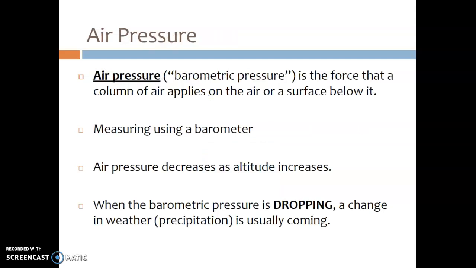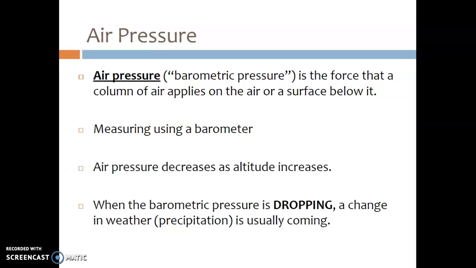Air pressure, or barometric pressure, is the force that a column of air applies on the air or a surface below it. Above our heads right now, there's about 14.7 pounds per square inch. So if you imagine a square inch of surface area, there's a column of air going straight up to the top of the atmosphere that weighs 14.7 pounds. So there's quite a bit of pressure on you.